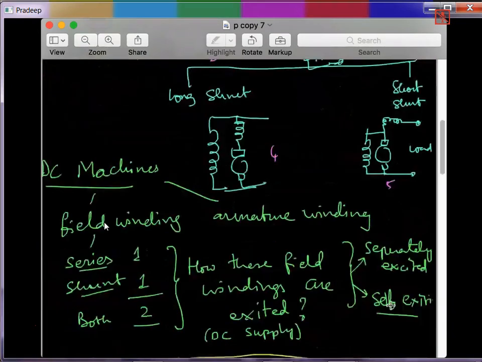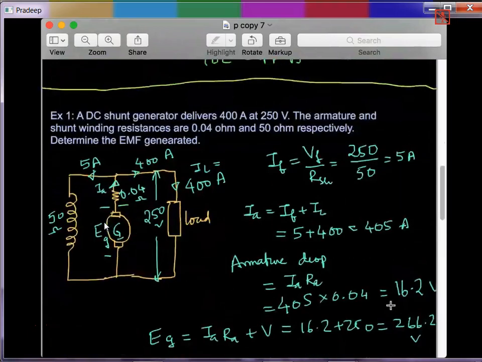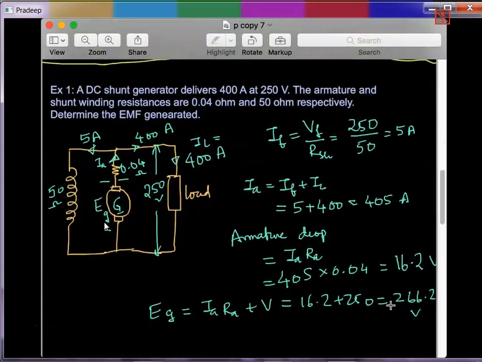of DC machines. And here you can see we had solved a lot of example problems. I think close to 10 example problems I had explained in the last 2 lectures. So in this example problem, basically, typically the question will be to find the EMF generated. So you see the voltage is 250 volts, but the EMF generated is 266 volts as it is shown here.